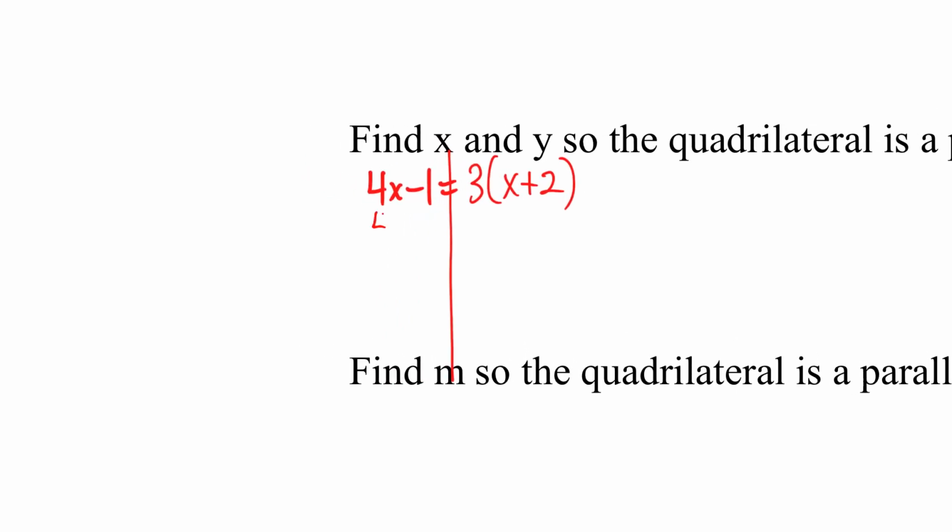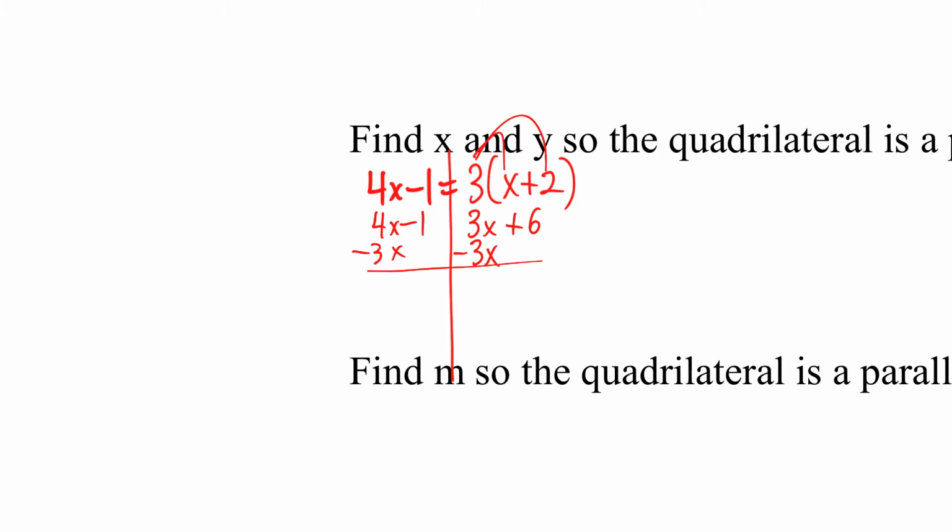All right, so we have 4x minus 1 on this side. And what are we going to have on the right-hand side? 3x plus 2, 3x plus 6. Remember, you've got to distribute that 3. It's got to go here, it's got to go here. I forgot about that one. My bad. All right, so now we're going to solve for x.